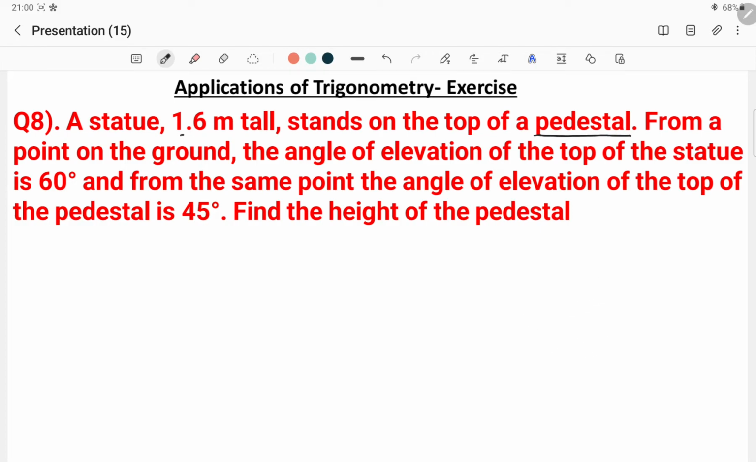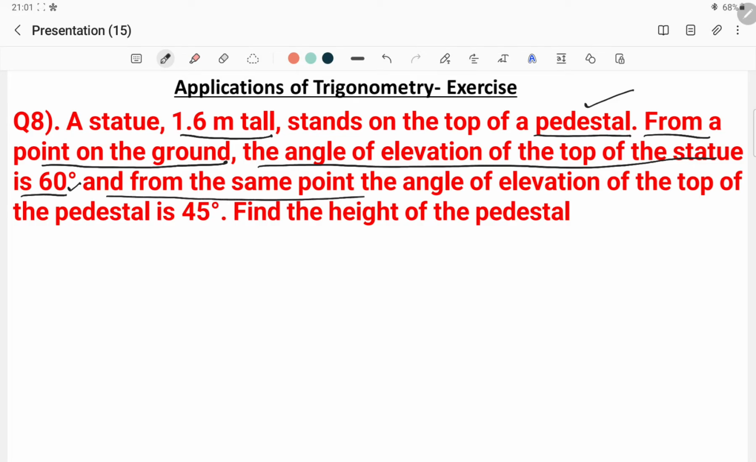The statue is 1.6 meter tall and it is standing on top of a pedestal. From a point on the ground, the angle of elevation of the top of the statue is 60 degree. From a point on the ground, the top of the statue is being seen at an angle of elevation of 60 degree. And from the same point, the angle of elevation of the top of the pedestal is 45 degree. Now they're asking us to find the height of the pedestal.